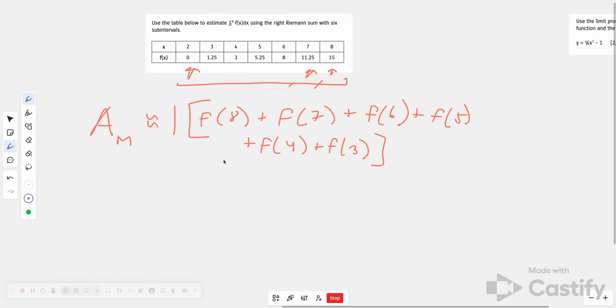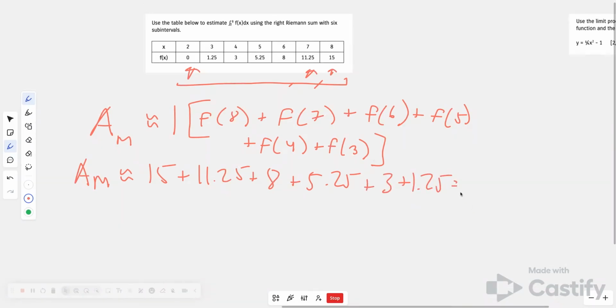So now we can just substitute all the values in to calculate the sum. f of 8 is going to be 15 plus 11.25 plus 8 plus 5.25 plus 3. And if you put this into your calculator, you're going to get 43.75. And that's going to be our right Riemann sum for this question.